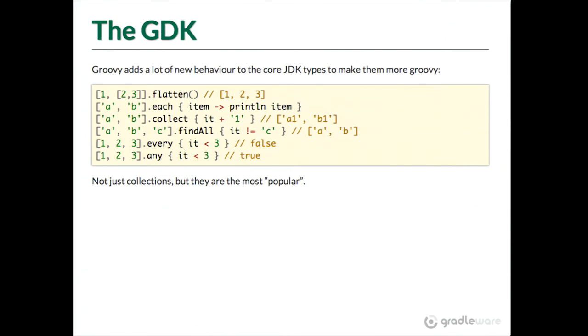So there you go, you've got nested lists can be flattened. You can iterate through each item of a list using each rather than a for loop.